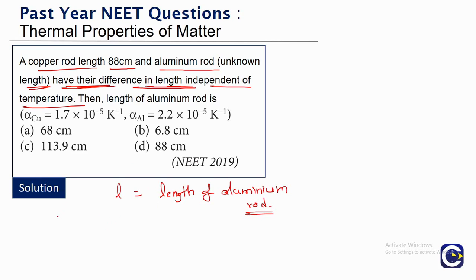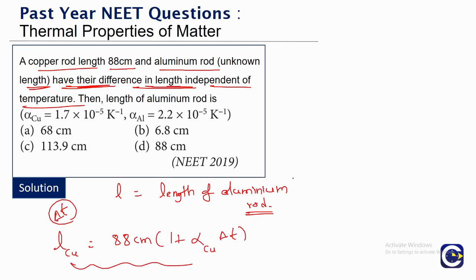Means if you consider a temperature change of delta T, then the length of copper at any different temperature will be the original length of copper, which is 88 centimeter, into 1 plus alpha copper into delta T. So the linear expansion formula. Now the length of aluminum after that temperature change will be L into the same 1 plus alpha aluminum into delta T.